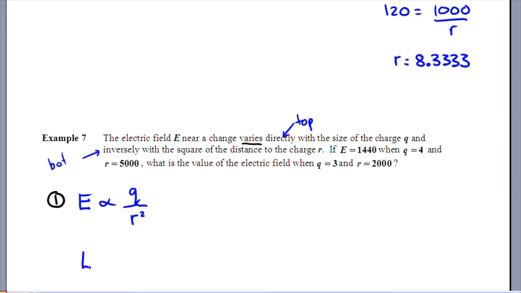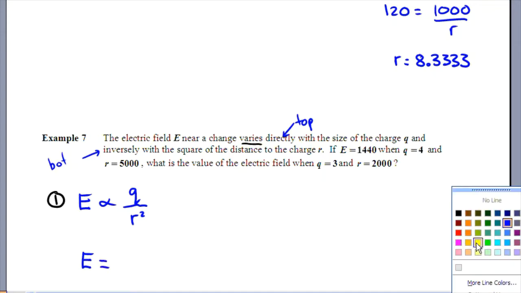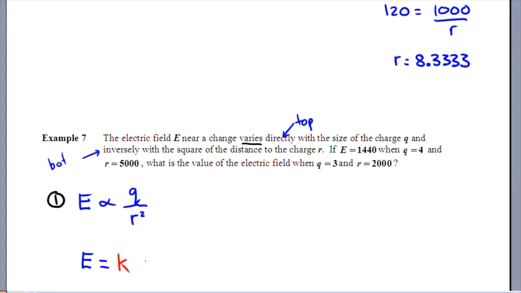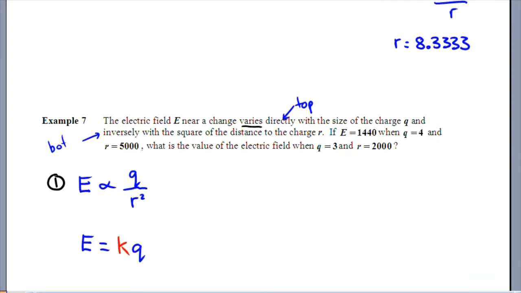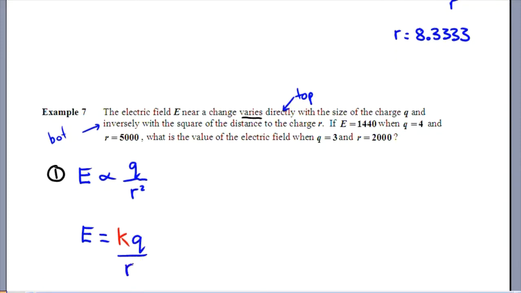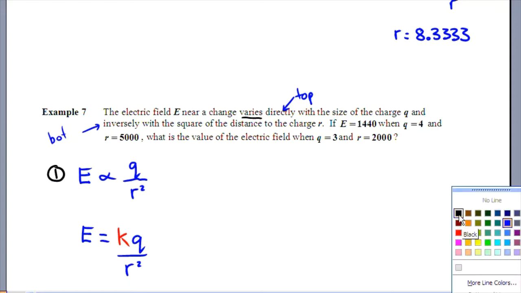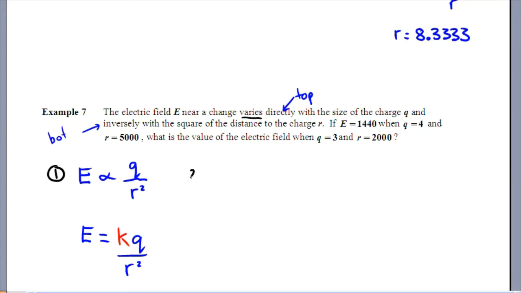Or if you want to bring in your constant of proportionality, you can say E is equal to some constant K multiplied by Q, all divided by R squared. Now it's just kind of random luck that K is also the letter that physicists would use in this situation, but that's just luck. Step 2, let's see if we can go and find that K. So they've got some information here. The electric field hits 1,440.